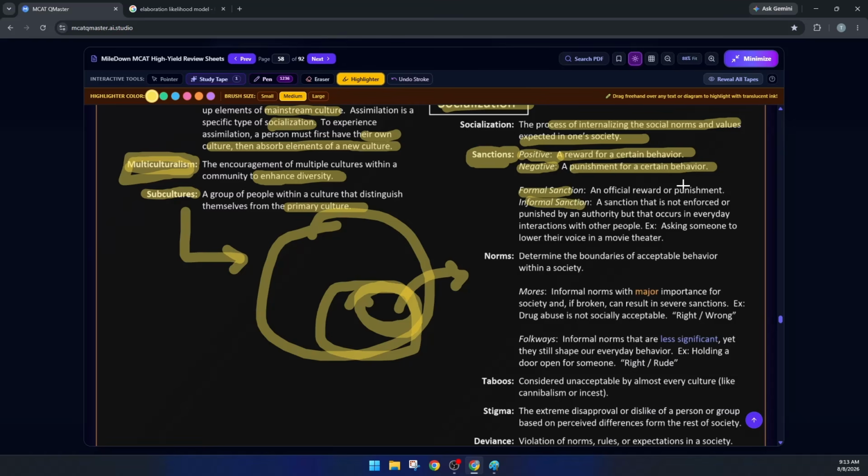Formal sanction, informal sanction. Know the definitions of this. Formal sanction just means it's official. It's an official reward or punishment. Official, in my examples that I gave earlier are both pretty much official. Informal means a sanction does not enforce or punish by authority, but occurs in everyday interactions with other people.